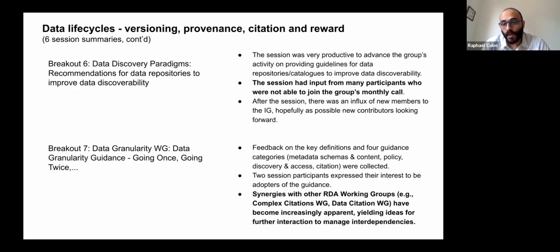So they reported an influx of new members, and this is always good. And they hope that they could have more contributions. The session was very, very live, and there was a lot of discussion.